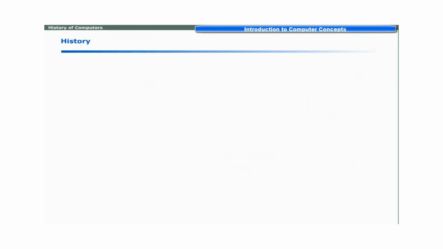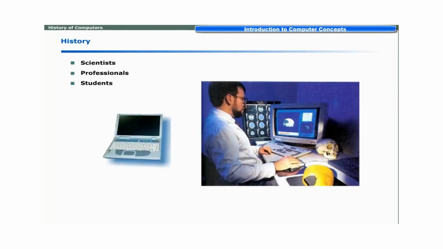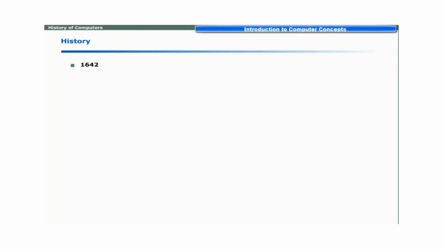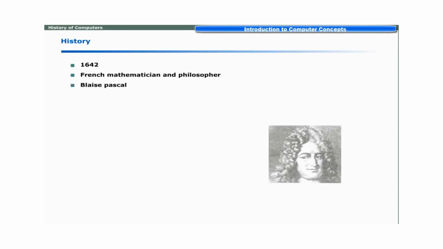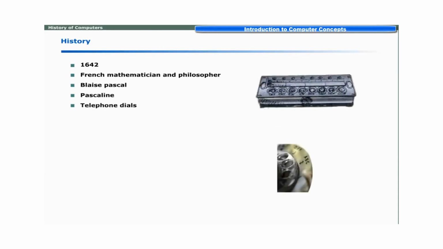Dear learners, now we will discuss the contributions of scientists, professionals and students who contributed to bring to us this marvel of the modern age. In 1642, French mathematician and philosopher Blaise Pascal invented Pascaline. It used wheels like telephone dials. Numbers were arranged on these dials. Wheels were revolved to make calculations.